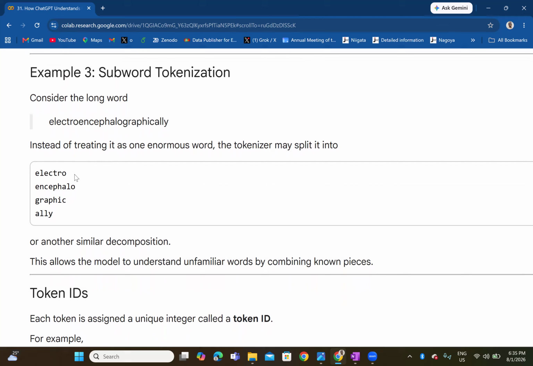So electro can work for electronics later. Encephalo can work in another context beyond this one. Graphic can work in another context, and Ali can work in another context. Or you can have another similar decomposition. So this allows the model to understand unfamiliar words by combining known pieces. So with this now, you can have so many other words that can just borrow any of these subword tokens.